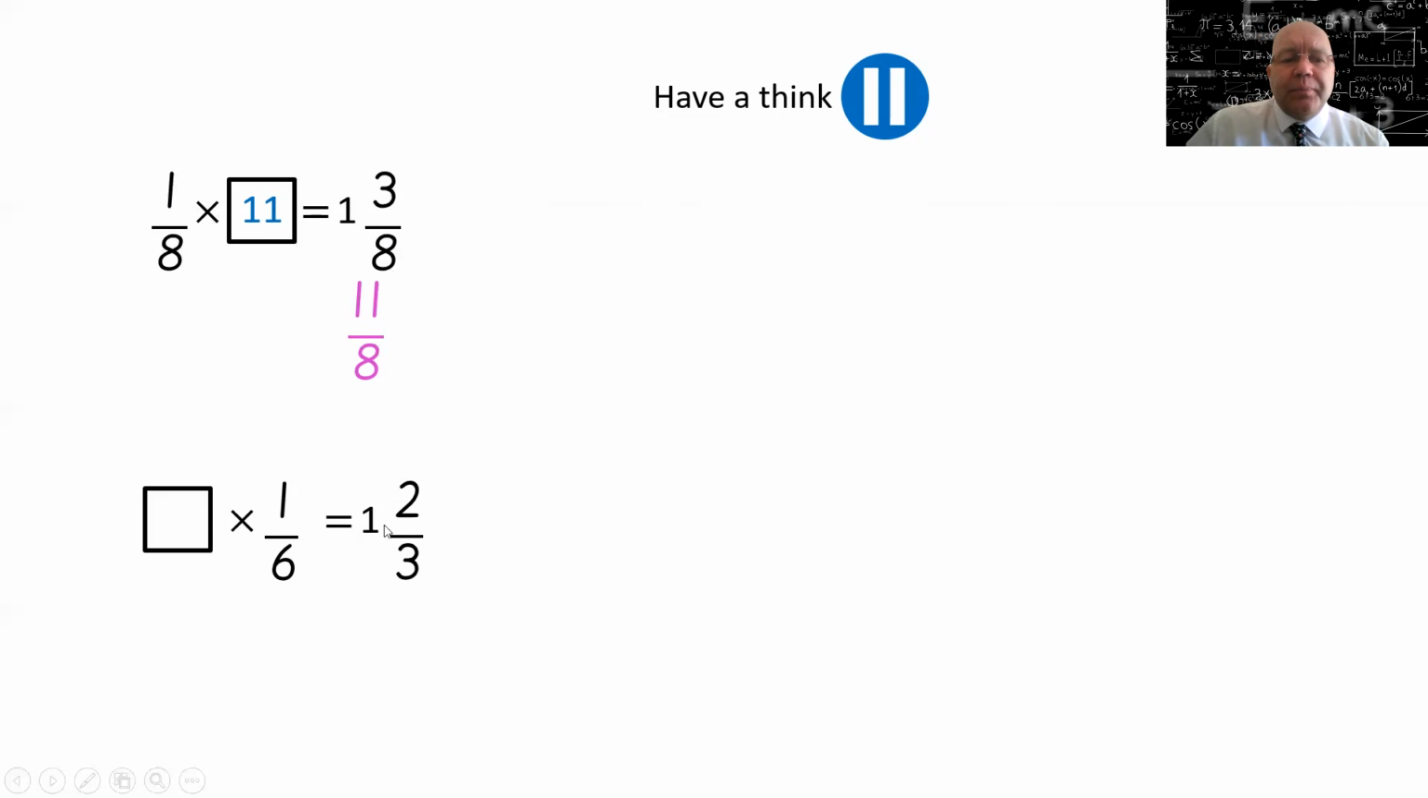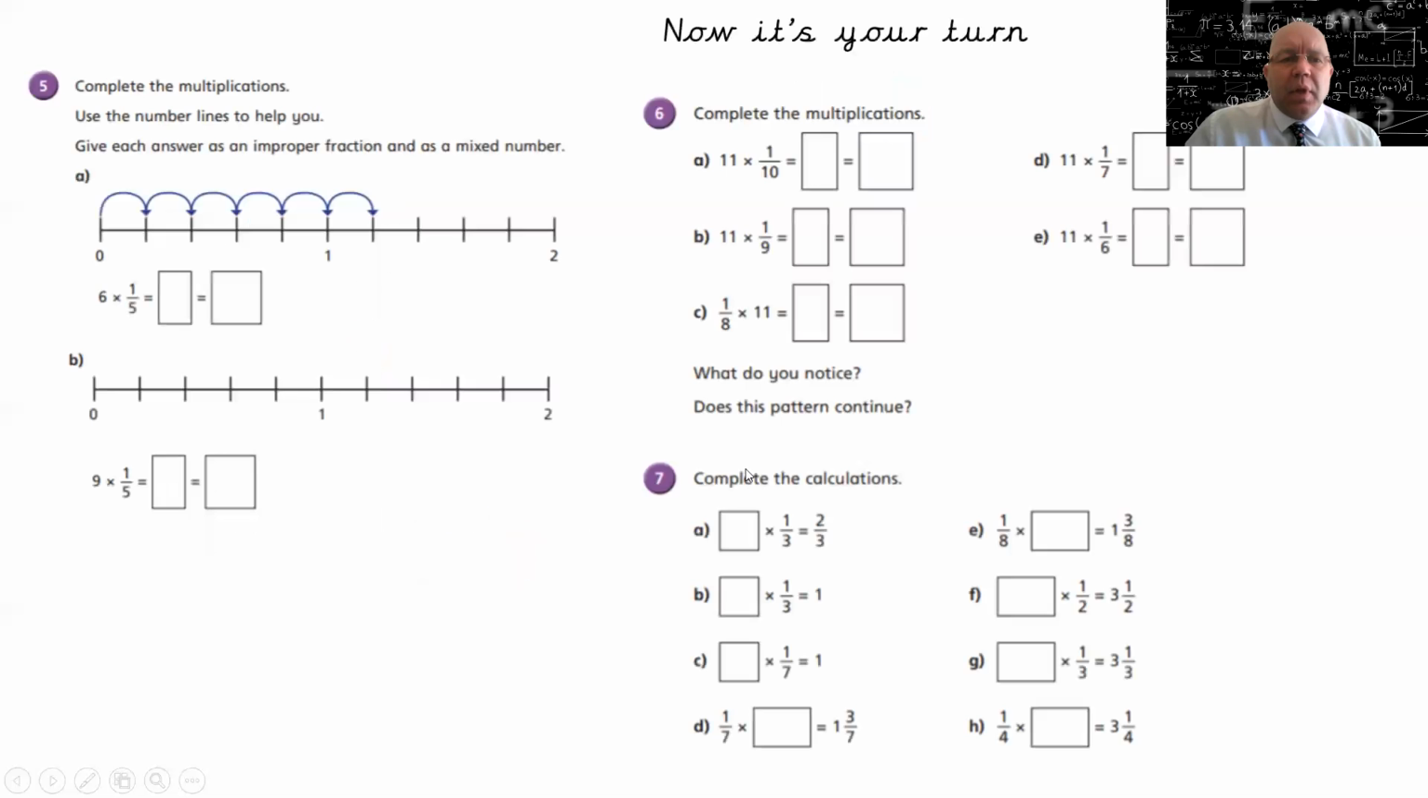And then for this one, first of all, let's get our common denominator of 6. So 1 and 4/6. Then let's turn that into an improper fraction. So we've got something times 1/6 equals 10/6. Well, 10/6 equals 10/6. Okay. Right, your turn. I'll get myself out of the way. Pause the video. Have a go at these.